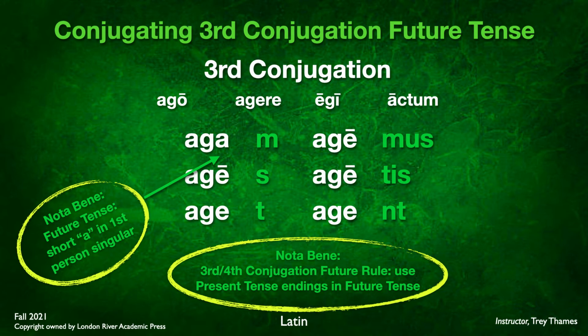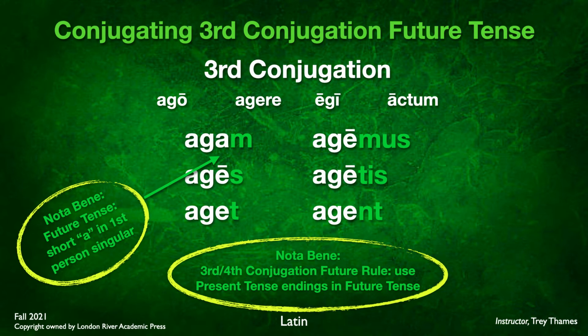M, s, t, mus, tis, nt. And we're, of course, going to merge that with our stem, and we end up with agam, ages, aget, agamus, agetis, agent. So this is our third and fourth. This is going to be important because if we learn this now and really, really well, and we get this hammered down, fourth conjugation is not going to pose any problem because it has the exact same rules that third conjugation does. So this is really important that we get this nailed down now.